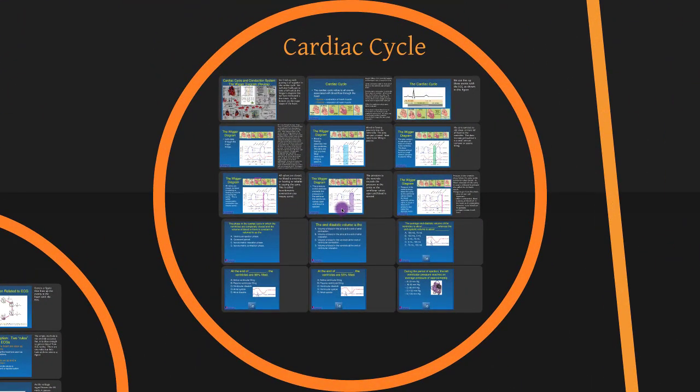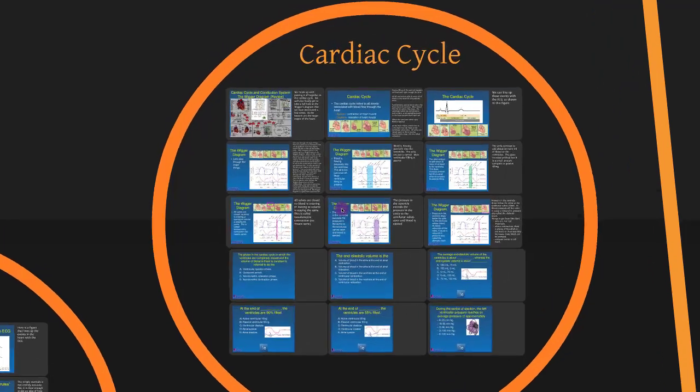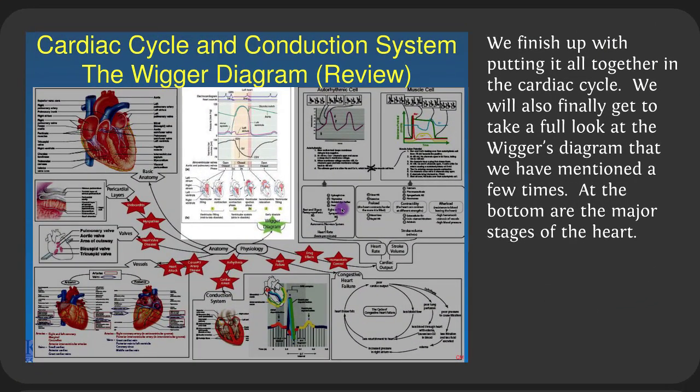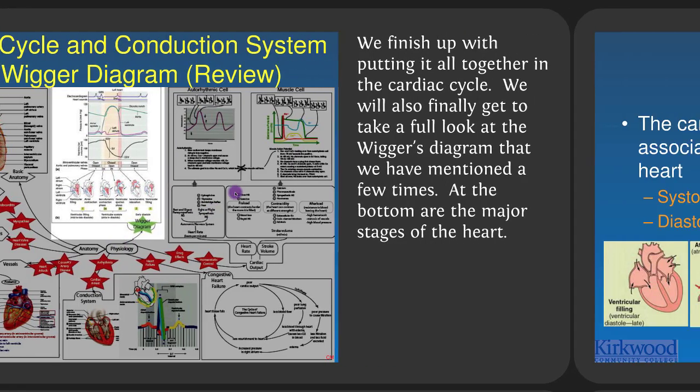We have one last thing that we have to cover in the heart, and that's the cardiac cycle. Well, technically two things, because we're going to go back out and do congestive heart failure, but one last major thing, which is the cardiac cycle. This is described really well in something called the Wiggers diagram. So we're finally going to come back to this Wiggers diagram that we've been talking about and put it all together. At the bottom are the major stages of the heart.